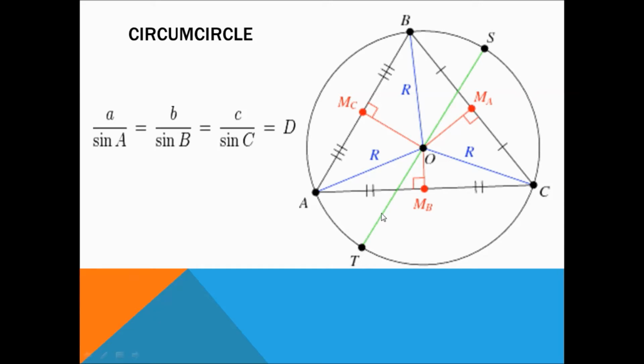And then the diameter, this green line here from T to S, is actually equal to c over sine C, b over sine B, and a over sine A. So those are what those ratios are actually equal to.